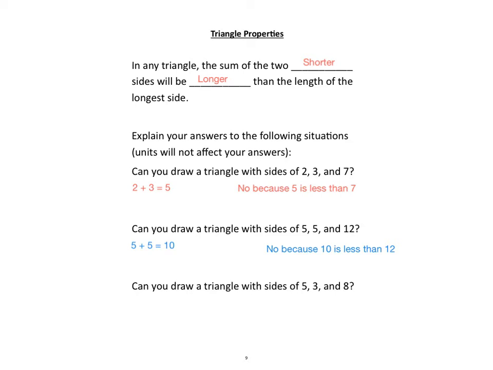Now let's take a look at the last one. It says, can you draw a triangle with sides of 5, 3, and 8? Well, we take the two smaller sides, 5 and 3, and we add them together, and that gives us 8. So the question really now is, is 8 larger than 8? No, because 8 is not more than 8. Even though it's equal, it needs to be more. It cannot be less and it cannot be equal.